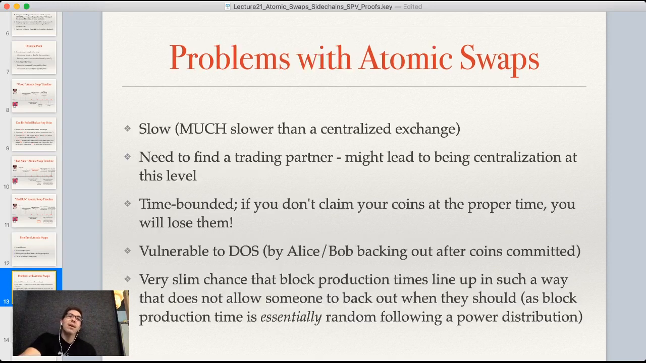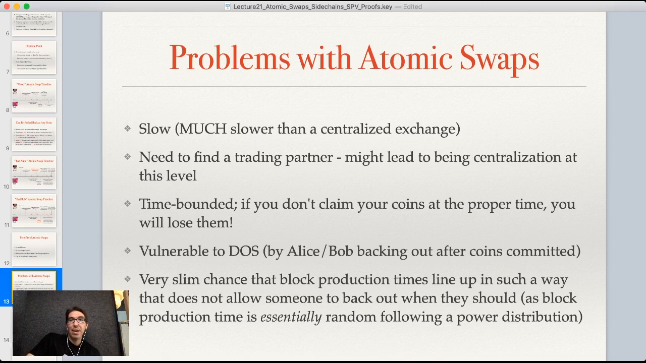But one, it is much slower than a centralized exchange. Much slower, as you can see. How many transactions are being produced and have to go back and forth, and there are particular timelines. And when you have chains that have very different block production times, this could be extremely slow. You need to find a trading partner, and this might lead to centralization at this point. You can imagine a centralized trading partner finder that, even though the actual trades themselves are decentralized, there may be centralization at another point. It's time bounded, so if you don't claim your coins, you can lose them.